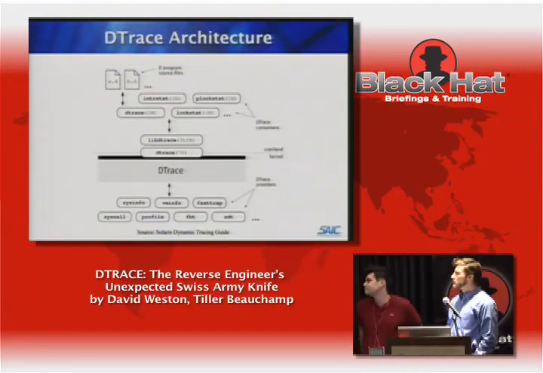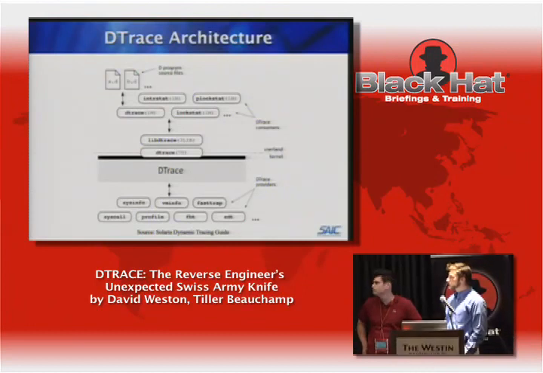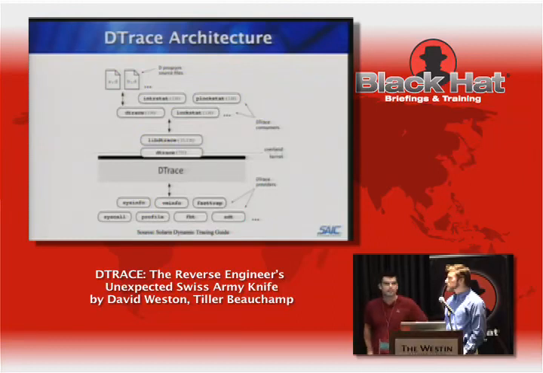These are different categories of probes. They call these providers. So for instance, here is the FBT, function boundary tracing. This is an area within the kernel that lets you trace kernel functions. There's also a syscall provider. There's a PID provider. Each of these categories of probes is pretty different. We're going to focus mostly on syscall and PID providers.